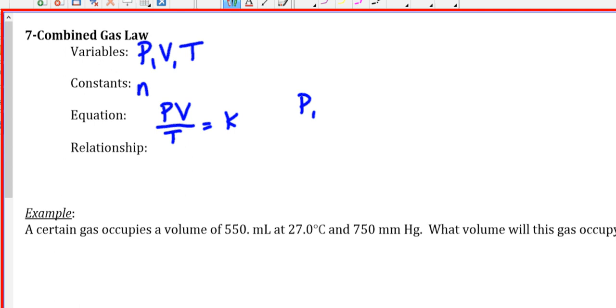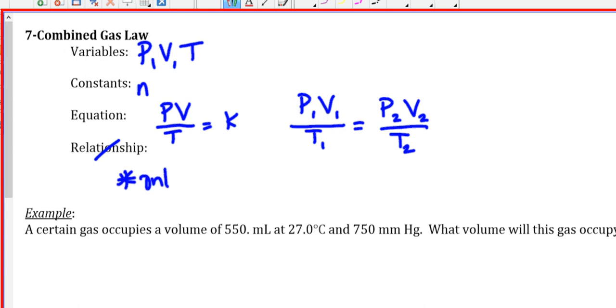If we look at the equation format, it would look like this, where pressure times volume over temperature equals pressure times volume over temperature. And we're not going to write down anything for the relationship right now, because you're going to see as we do the problem, we're only going to focus on one variable at a time. So let's actually write that down.